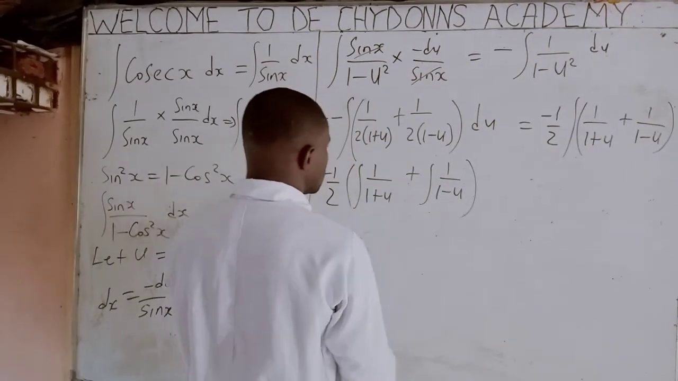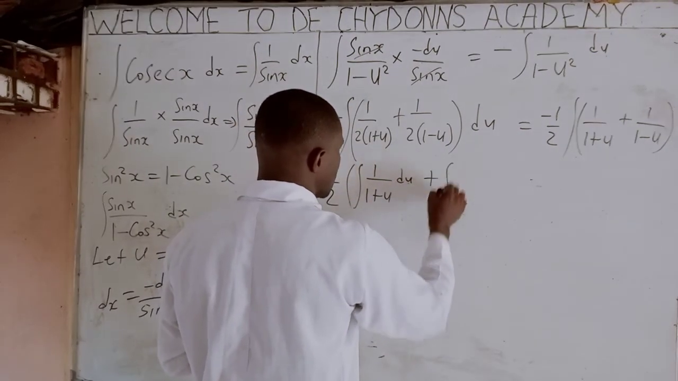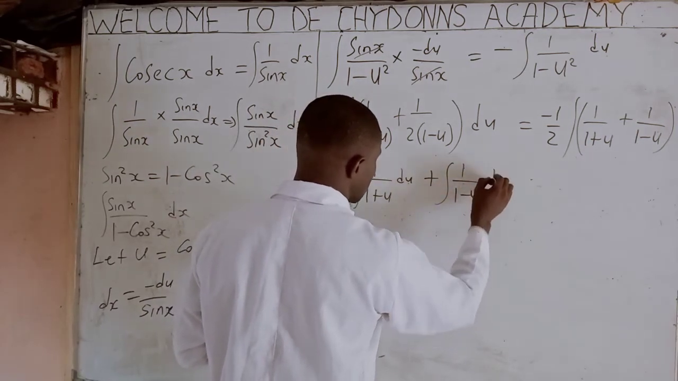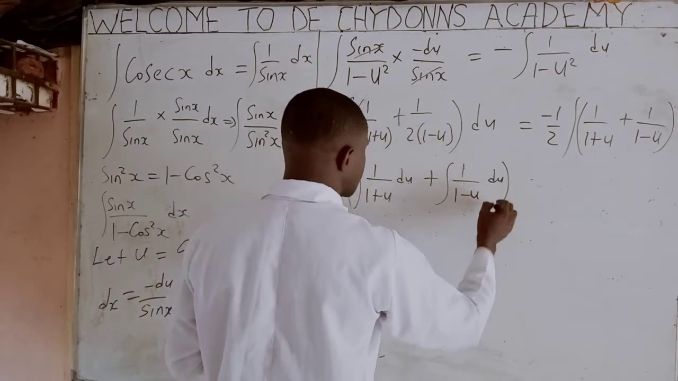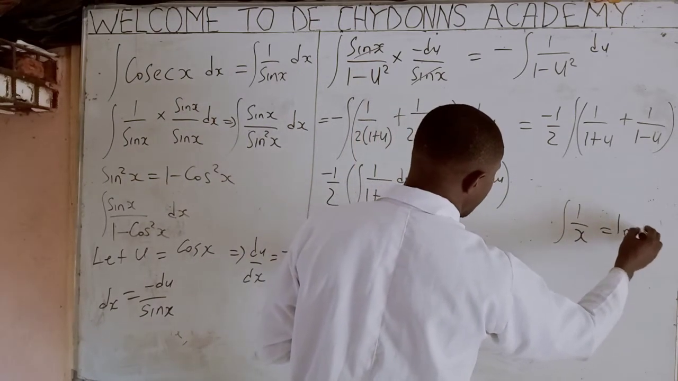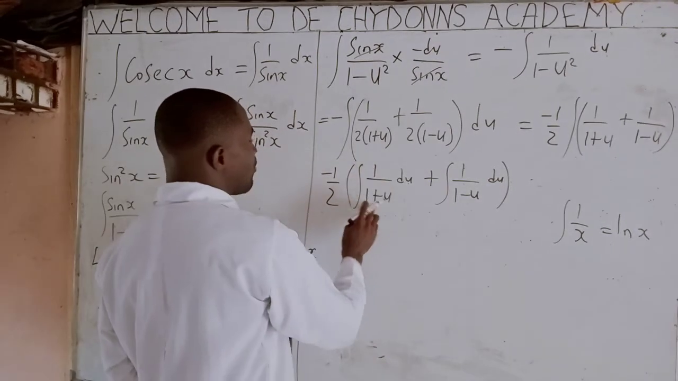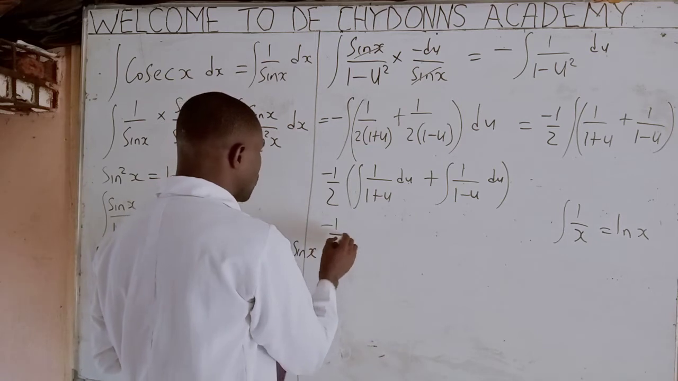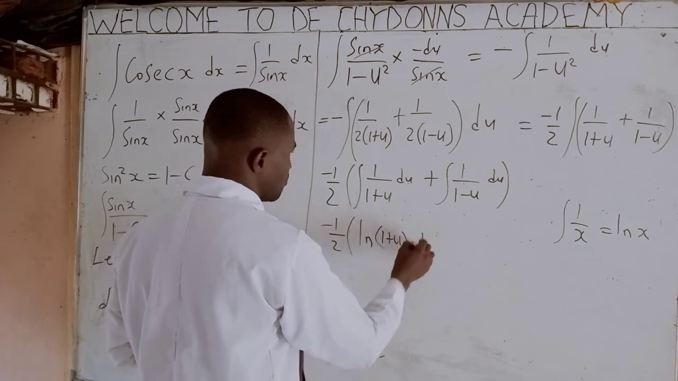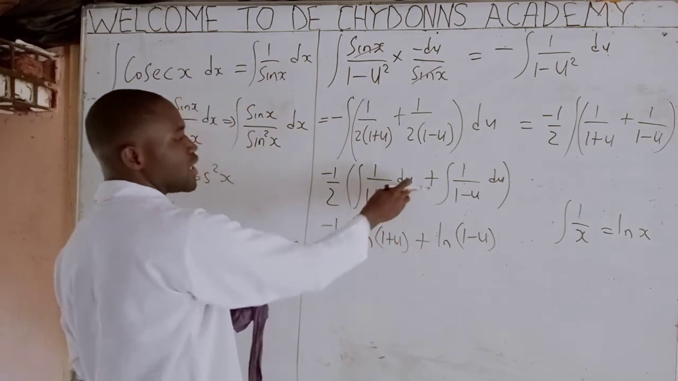So, the integral of 1 over 1 plus u du plus the integral of 1 over 1 minus u du. Since the integral of 1 over x means ln x, the integral of 1 over 1 plus u du will give us 1 over 2 ln of 1 plus u plus ln of 1 minus u, because we are integrating with respect to u.